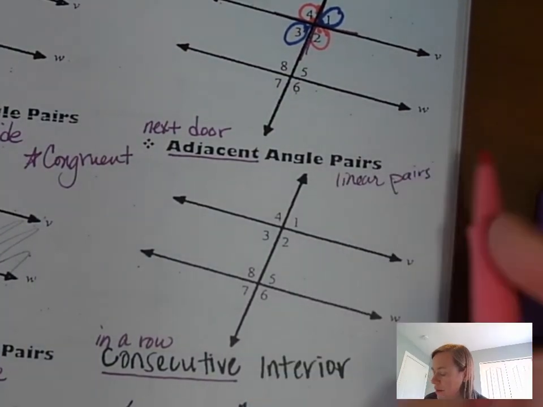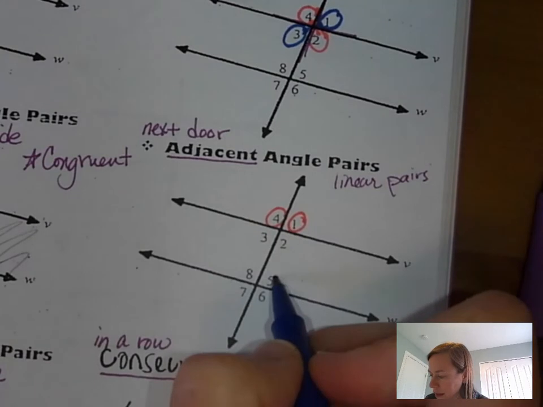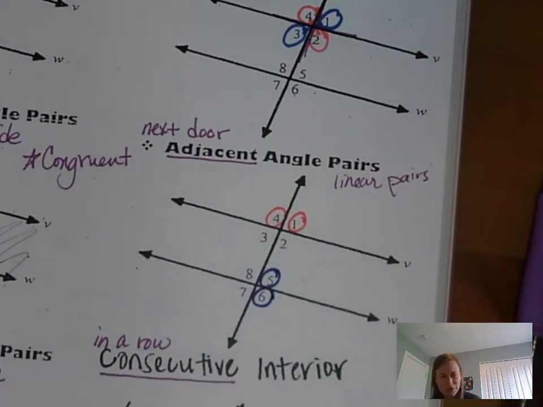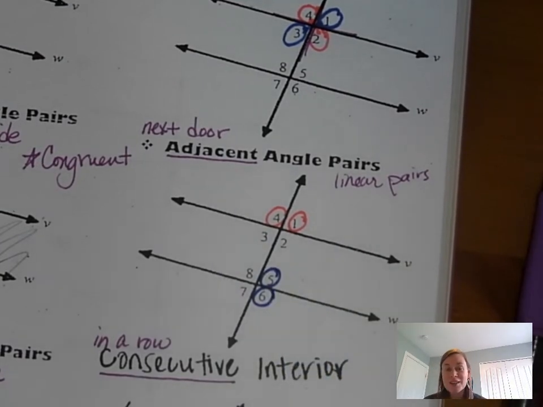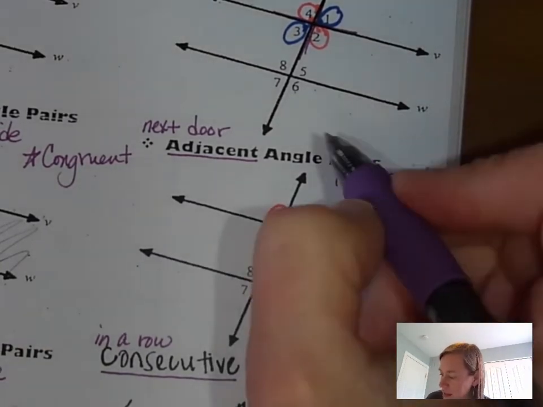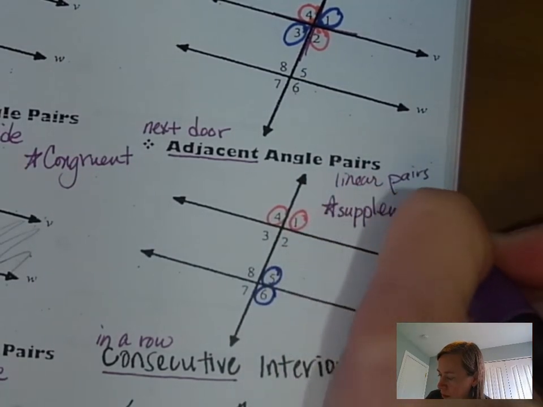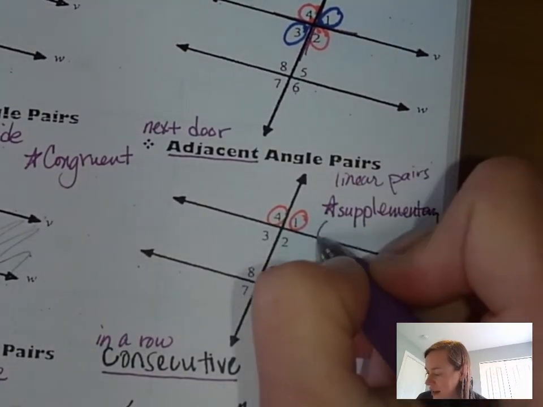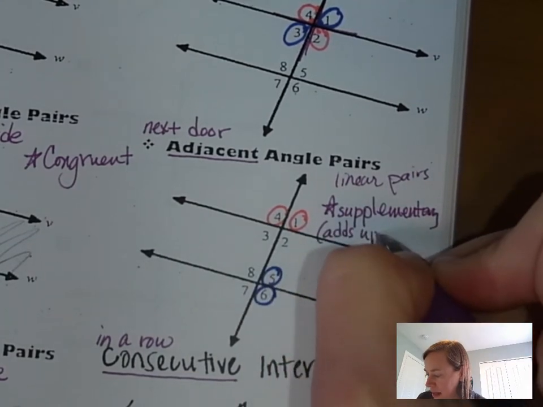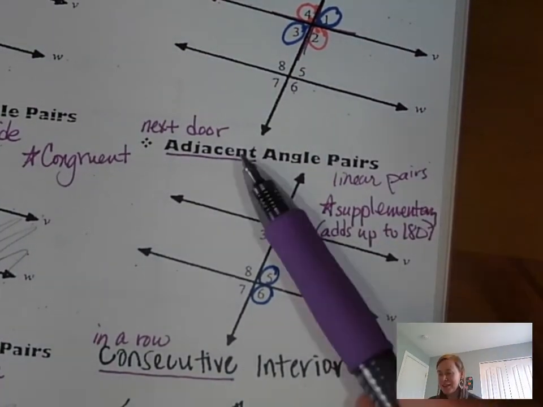So you could have maybe angles 1 and 4. See how those are next door to each other? Or you could have angle 5 and angle 6. So those are your adjacent angles. Now adjacent angles are supplementary, which means they add up to be 180 degrees. So let's write this down, supplementary. I'm running out of room. Squeeze. Okay, I hope you can read that. Supplementary means adds up to 180. So together they will total 180 degrees. All right, so that's your adjacent angles.